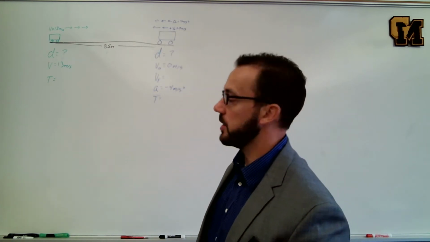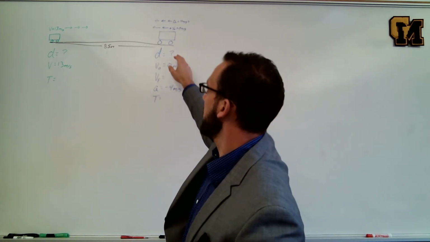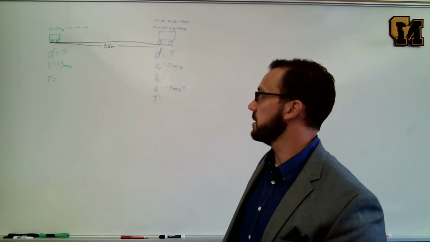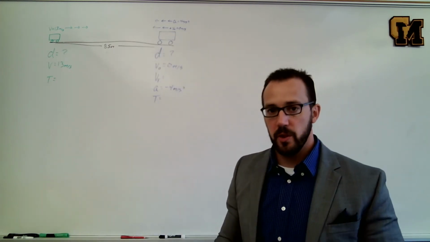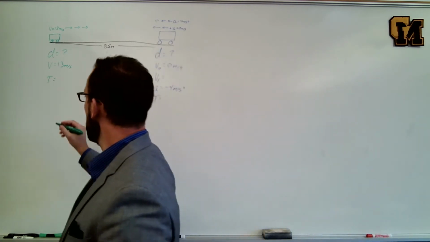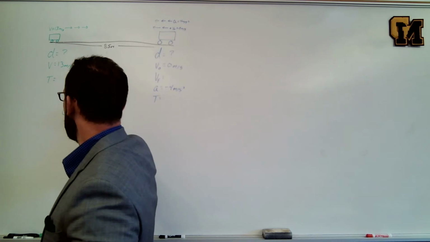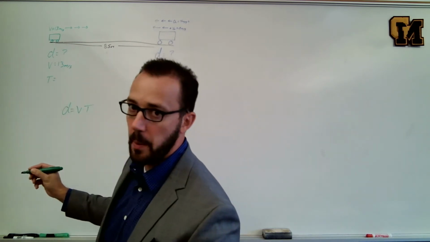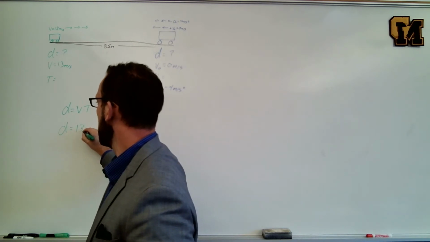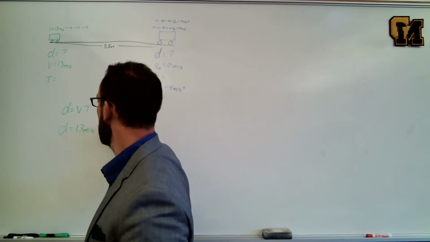We're trying to find where they're going to crash, and that's when they're at the same spot. So we want the position for each of the cars. That's why those are the question marks. We have to use two different equations here. For the green car, we have constant velocity, so the only equation we have to work with is D equals V times T. If I plug my numbers in, I only have one number, and that's 13 meters per second.